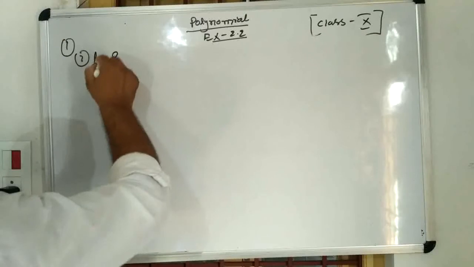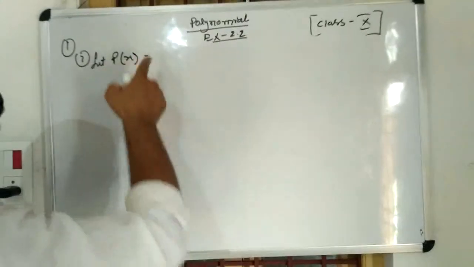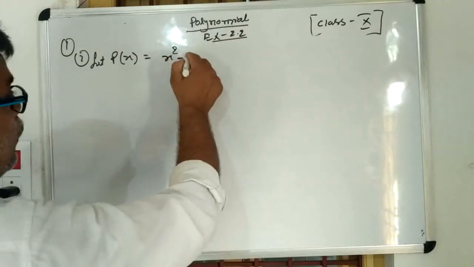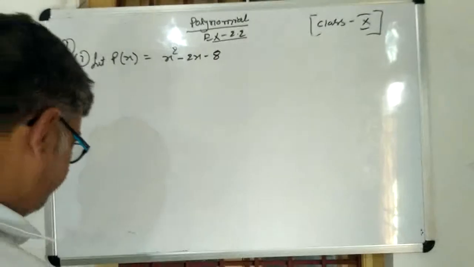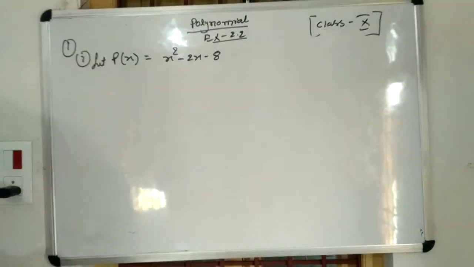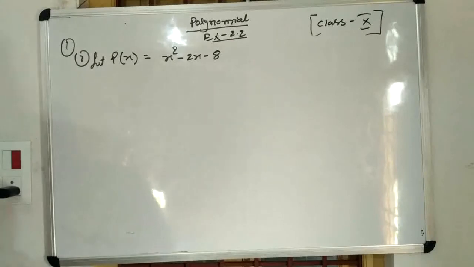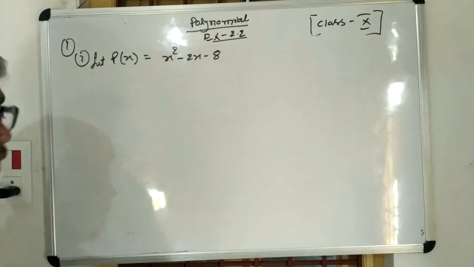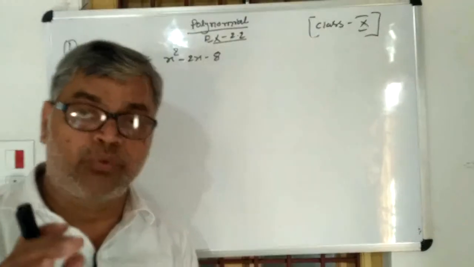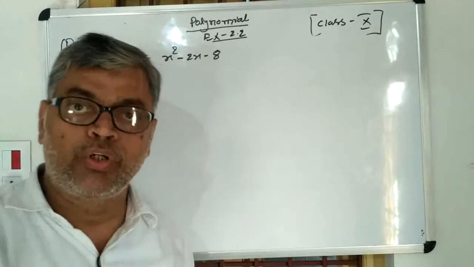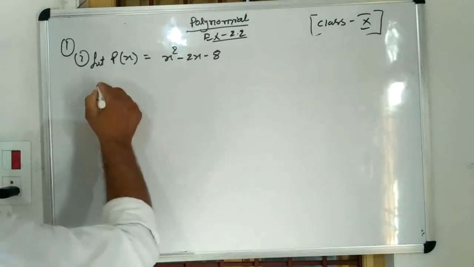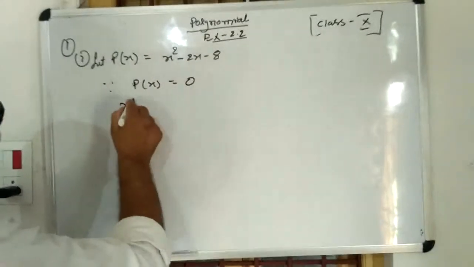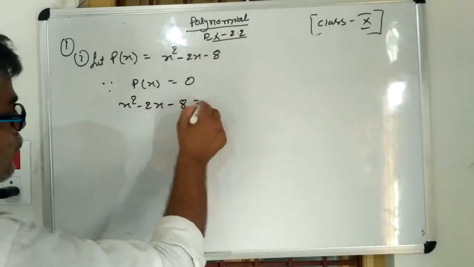The first question is, let the polynomial p(x), we read it as polynomial of x, equal x square minus 2x minus 8. Now we have to first find the zeros of the polynomial. Zeros are those particular values for which the whole polynomial becomes zero. So since p(x) equals 0, now x square minus 2x minus 8 equals 0.